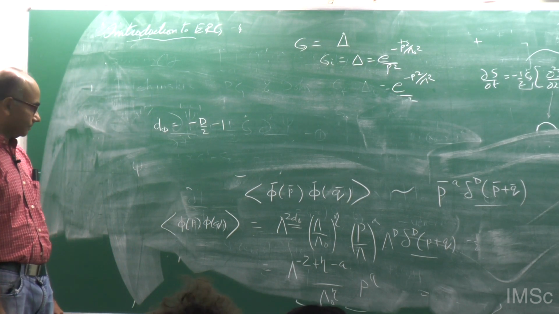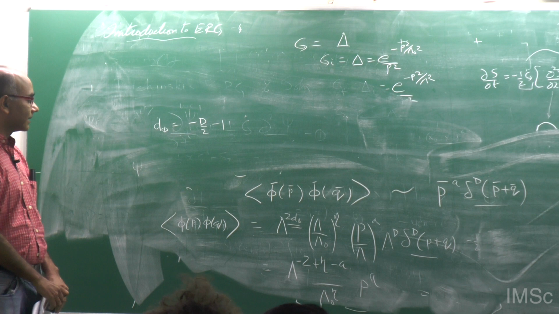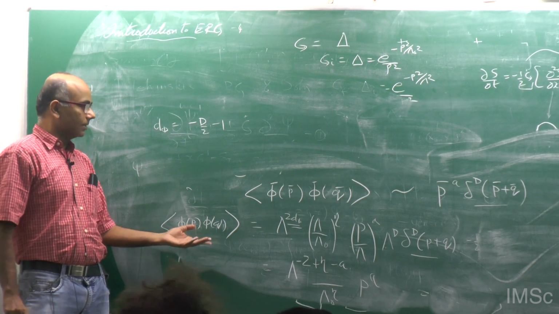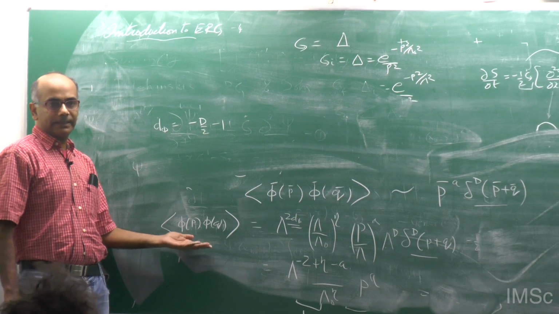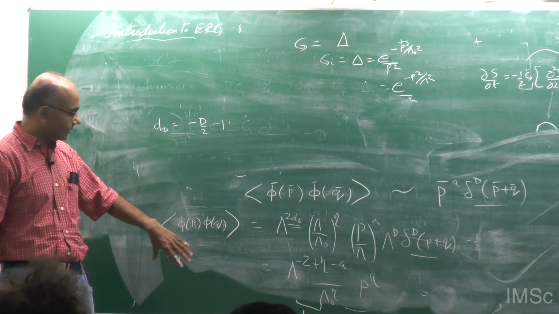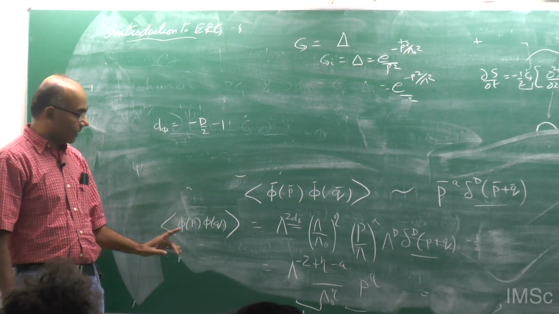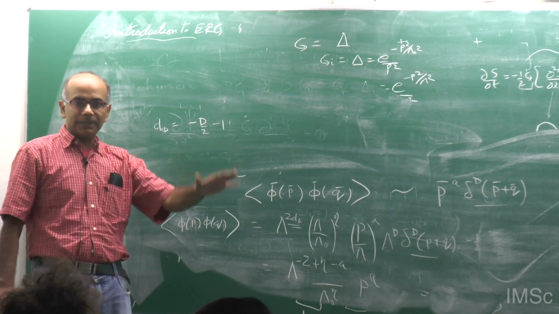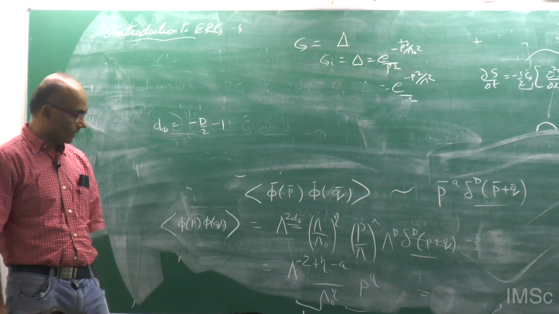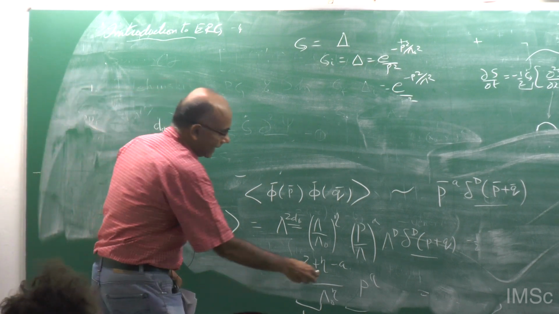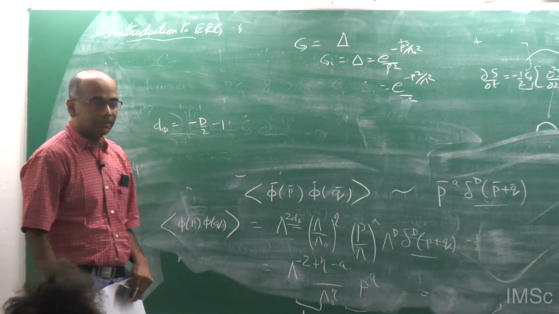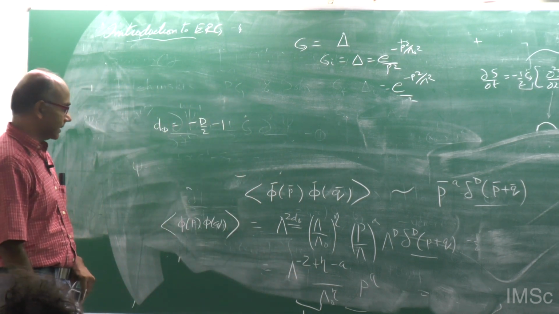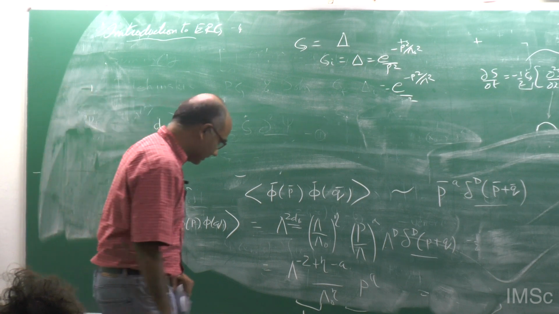Okay. But now here comes the predictive power. This is supposed to be equal to what you calculate in the bare theory. If you've done the RG right, your correlation functions are the same. So this cannot depend on lambda, because lambda is an arbitrary parameter that you introduced. So the powers of a and this must cancel.